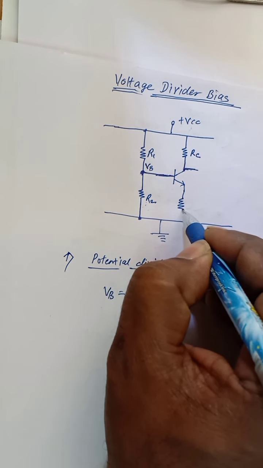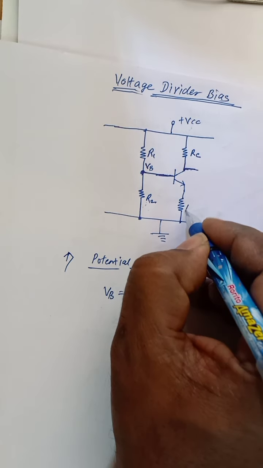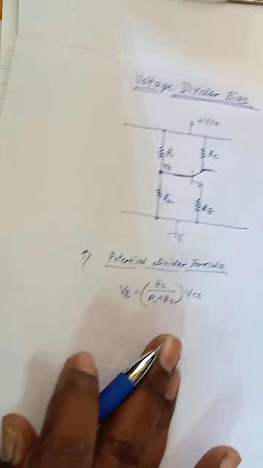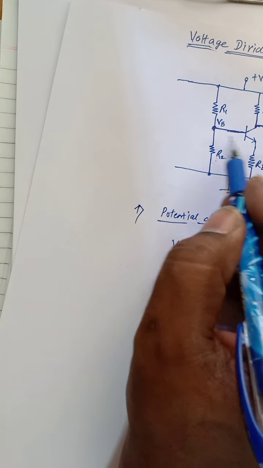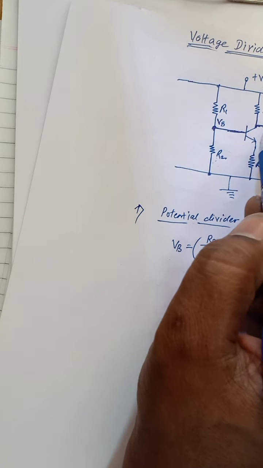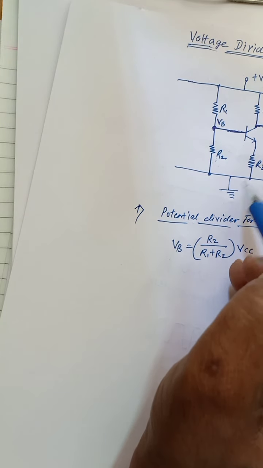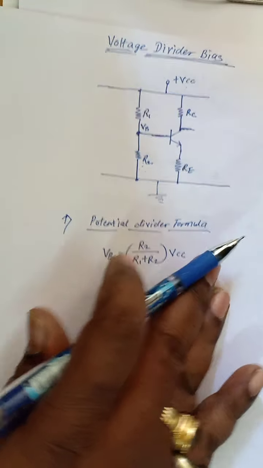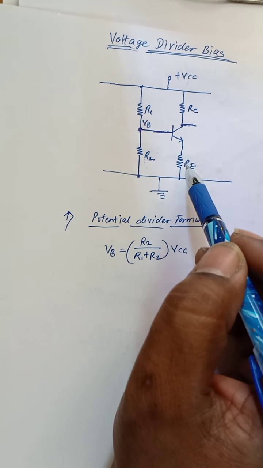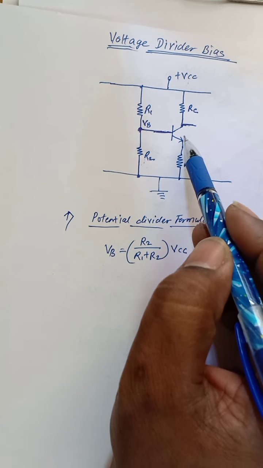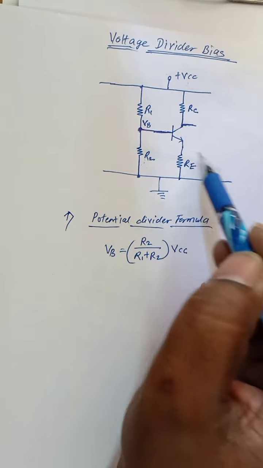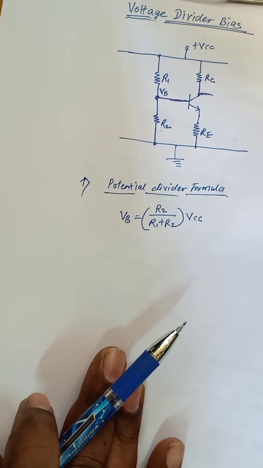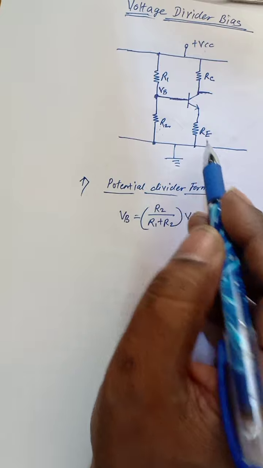There is another resistance connected, say RE. This RE is used to stabilize the Q point of a transistor, at the center of the DC load line, against change in temperature. How it gets stabilized, let us see here.